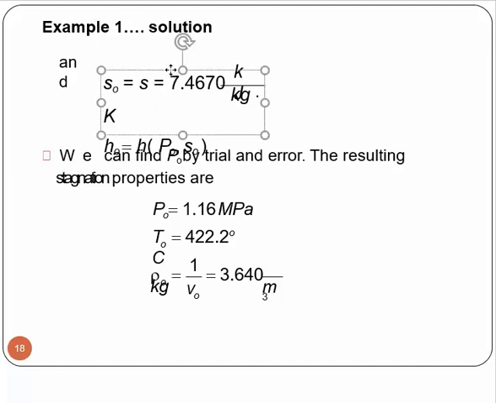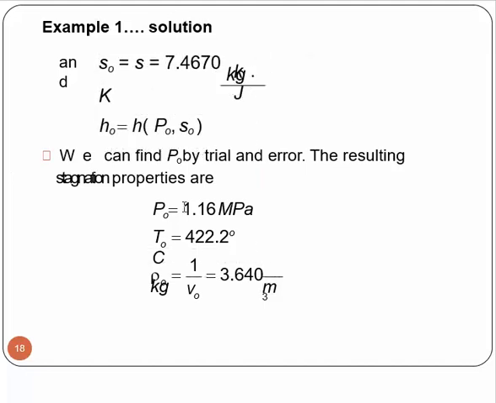When we move to the entropy part, the entropy is equal to the standard entropy, that is, the initial and the final will be the same, that is 7.4670 kilojoule per kg K. Then H naught is equal to H at P naught and entropy S naught. We can find the P naught by trial and error.